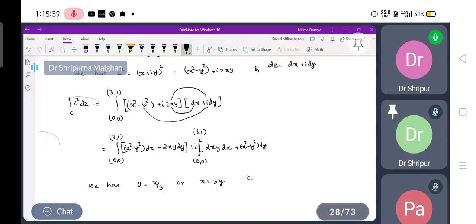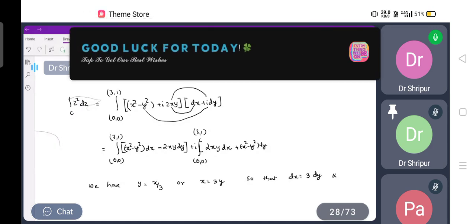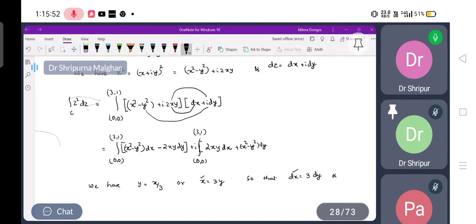So that dx is equal to 3 dy. We substitute for x and for dx, and y remains. And y varies from where to where? y varies from 0 to 1. From 0 to 1. So understood all of you? Did everyone understand?